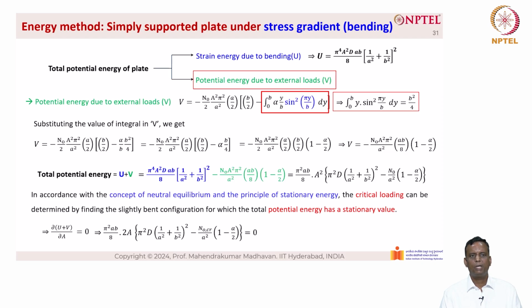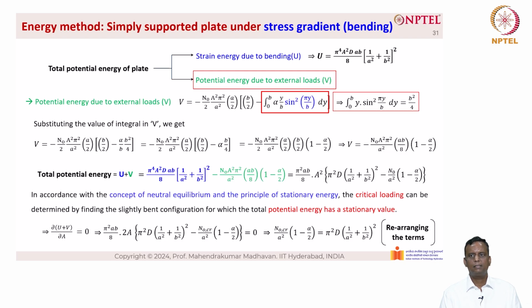So we have pi square into AB by 8 into 2A into bracket open pi square D into 1 by a square plus 1 by b square the whole square minus N naught critical by a square into 1 minus alpha by 2, which is equal to 0. Now the term inside the bracket should be equal to 0. So when we do so, we have N naught critical by a square into 1 minus alpha by 2 equal to pi square D into 1 by a square plus 1 by b square the whole square.